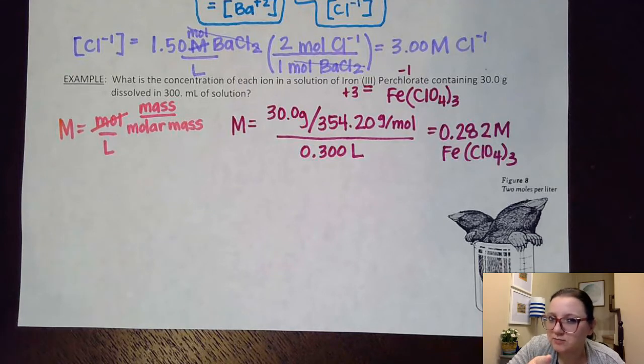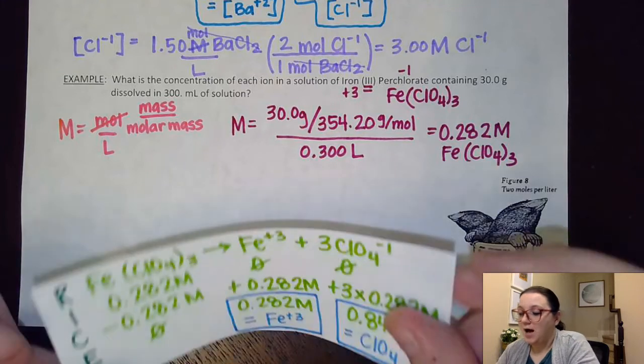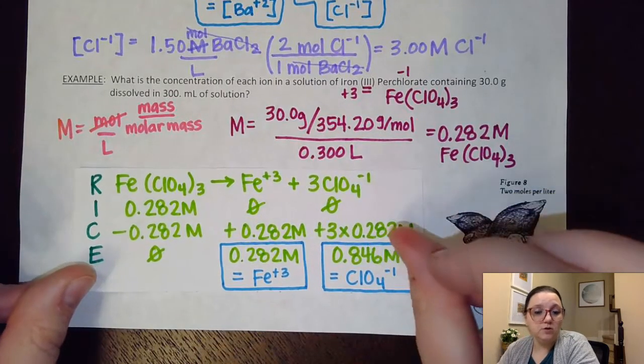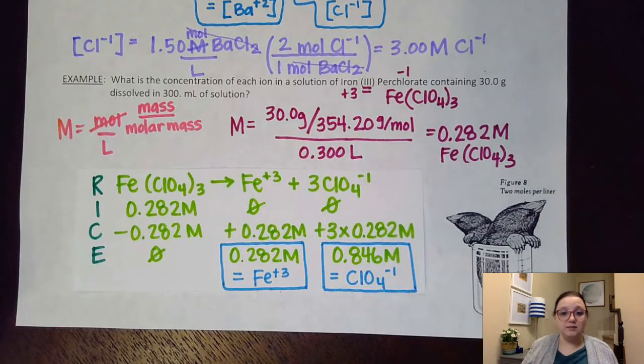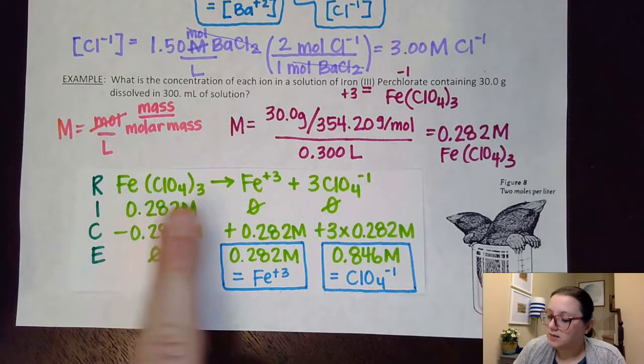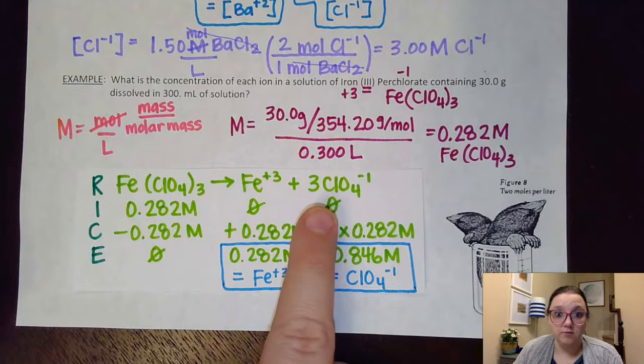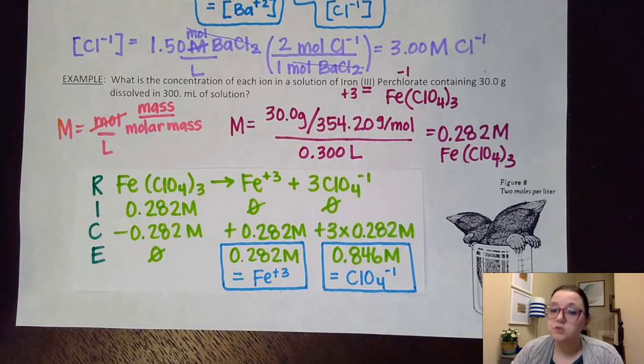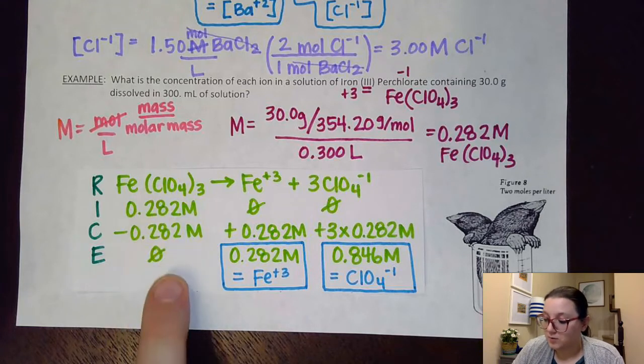I hope you did. All right, I'm going to go ahead and put what I got for my answer up here. I did use the RICE table. You could have just as easily done this utilizing stoichiometry, would not have made a difference. Okay, but in setting up a RICE table, I first showed my dissolving equation. So even if you were doing stoich, you would want to make sure to do that dissolving equation first. And then I said, hey, all of that iron 3 perchlorate is going to go away. It's going to be 0 at the end.